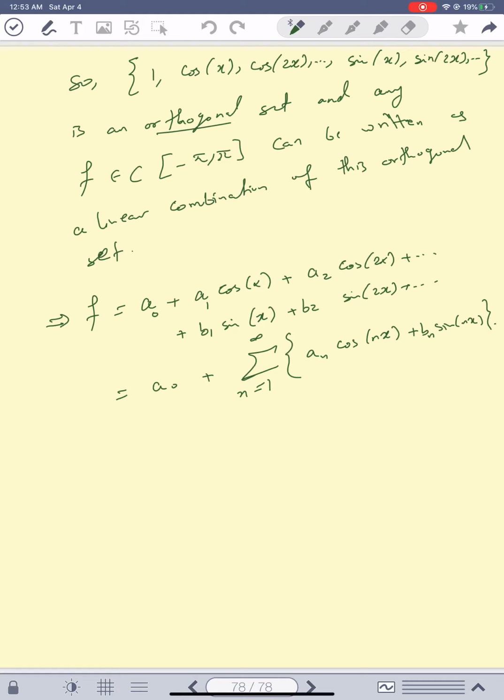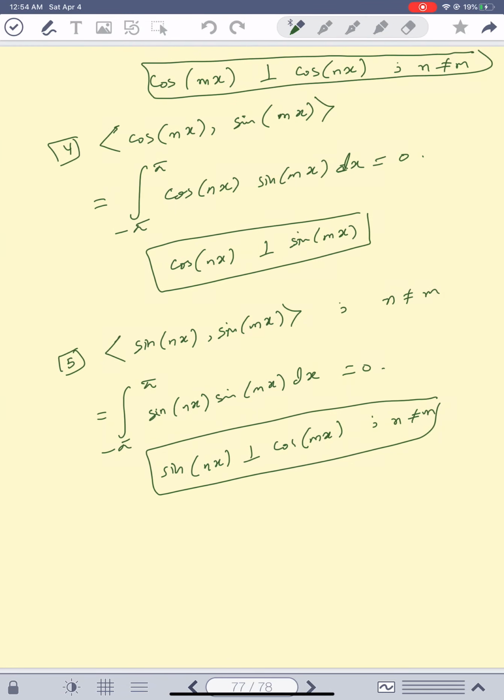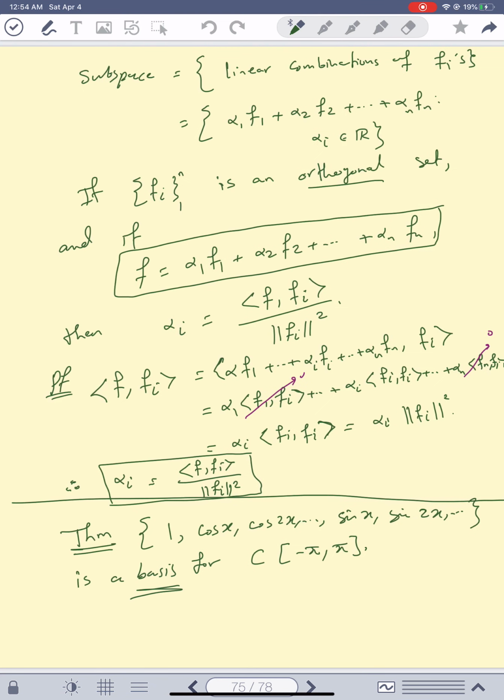Okay. Now what about these constants? So now I want to find a naught, an, and bn. How do we find this? We go back to this remark here. Remember we said that if you have a function written in terms of orthogonal functions, then this is the formula for the alpha i's. So the coefficient of f1 is found by this formula. You just replace i by 1, okay? The formula for alpha 2 is found using the same formula, but i is 2, and so on.